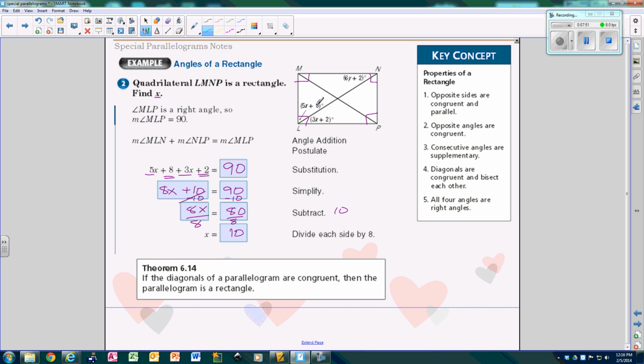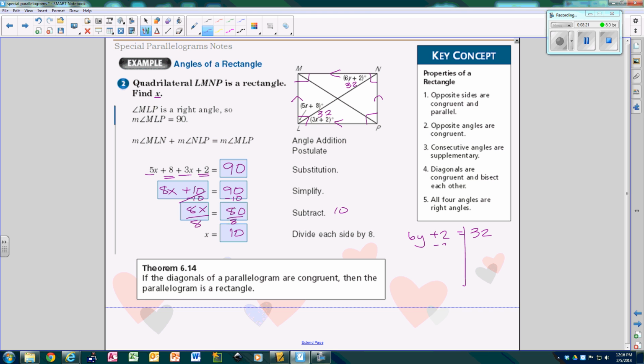So when x is 10, then that means 3 times 10 is 30. 30 plus 2 is 32. So that means this angle up here is also 32. So if I wanted, I could also find y, because now I know that this angle is 32 because of alternate interior angles, because remember these sides are all parallel also because it's a rectangle, and a rectangle is a parallelogram. So I could go over here and go, well, 6y plus 2 is equal to 32.